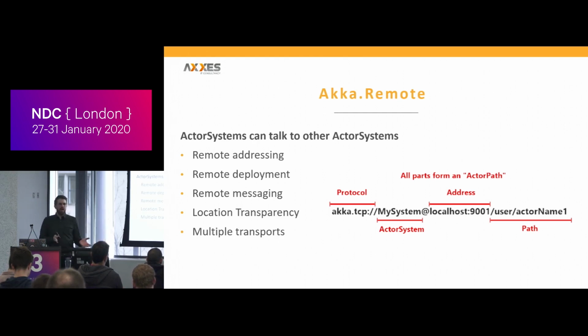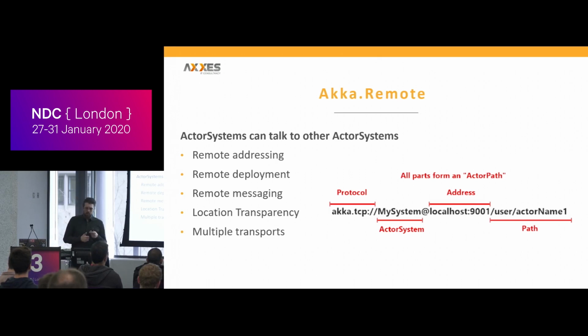And the funny thing about this is, if you want to talk to an actor system remotely, you create your own actor system locally, because actor systems can talk to each other. And that's what Akka.Remote does. The cool thing is, this is like 100% transparent. So you have an address, and you know that you're going to talk to an actor system that lives somewhere else.